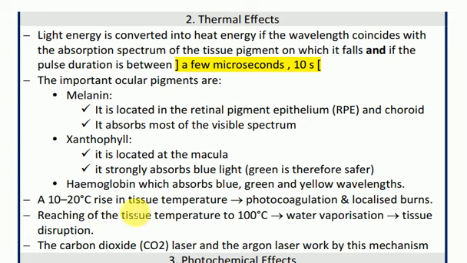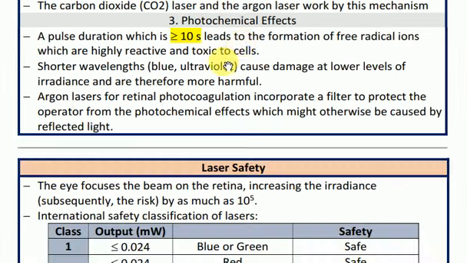A 10 to 20 degrees C rise in tissue temperature causes photocoagulation and localized burns. Raising the tissue temperature to 100 degrees C will cause water vaporization and tissue disruption. The CO2 laser and the argon laser work by this thermal effect mechanism. Photochemical effect. A pulse duration of more than 10 seconds leads to formation of free radical ions, which are highly reactive and toxic to cells.